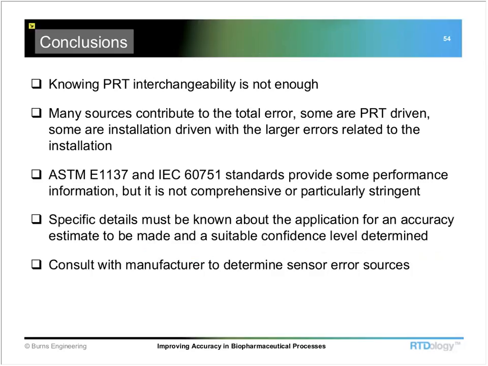Getting beyond that plus or minus 0.5 degrees C accuracy for a measurement, you need to know a lot more than just the interchangeability of the sensor. You're not going to get there by just picking a Class A or Class B sensor and plugging it in. There's a lot of other error sources that are associated with the PRTs themselves. The two standards that govern, they're not completely comprehensive, and they're not real stringent. So you really need to lean on the manufacturer to look at and provide performance specifications for the RTD and the transmitter, or whatever other component you have in that measurement loop.